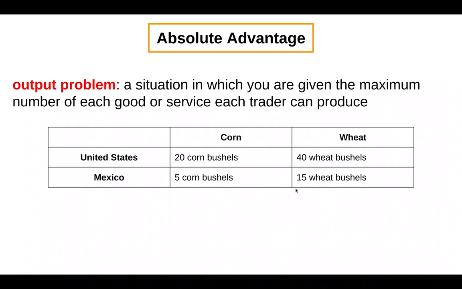Now, what makes it a little tricky is you have to know whether it's an output problem or an input problem. So, an output problem is a situation or a table in which you are given the maximum number of each good or service each trader can produce. In this case, it's an output problem because we're given how many corn bushels or wheat bushels they can make with some fixed amount of resources. So, the United States can produce 20 corn bushels or 40 wheat bushels. Mexico can produce 5 corn bushels or 15 wheat bushels. So this would be an example of an output problem.